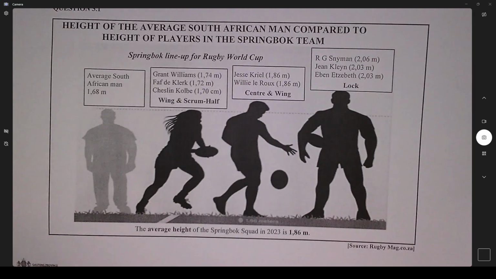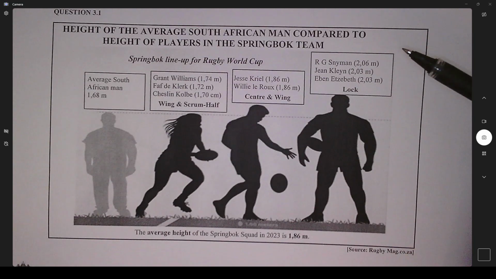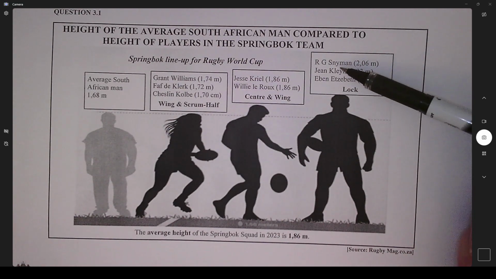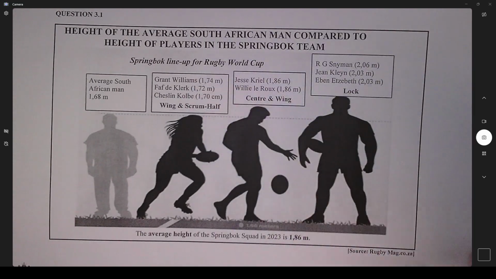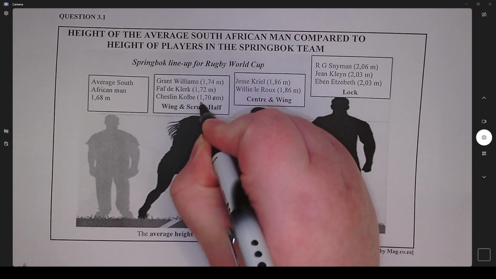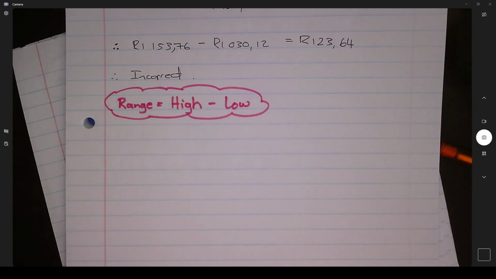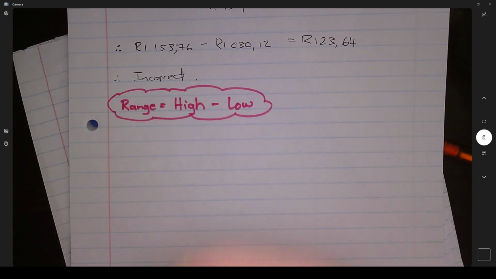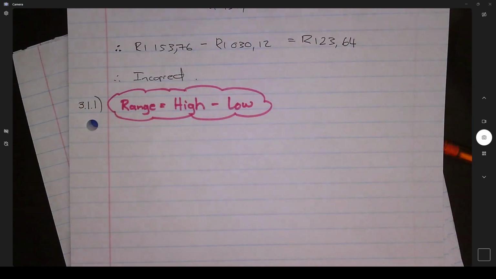We have 8 players' heights listed here, as well as the average South African man. Agies Snyman was the tallest at 2.06 meters, and then Cheslin Kolbe was the shortest. This is obviously a mistake. It's either supposed to be 1.7 meters or 170 centimeters. In a paper like that, it will be corrected beforehand if pointed out in time. If it is not pointed out in time, you work with the information as written.